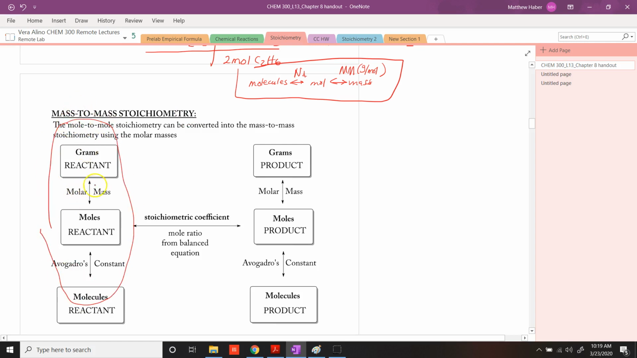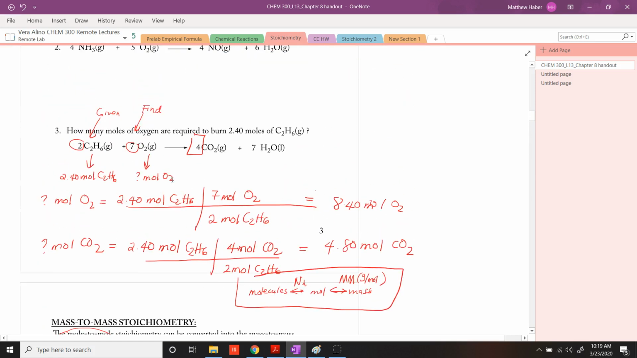And so if you have information other than moles, you can easily convert mass to moles using the molar mass. Or if you have the information of the reactant as molecules, you can convert that to moles using Avogadro's number. Once it is in moles, you can easily calculate the amount of the product by using the stoichiometric coefficient.